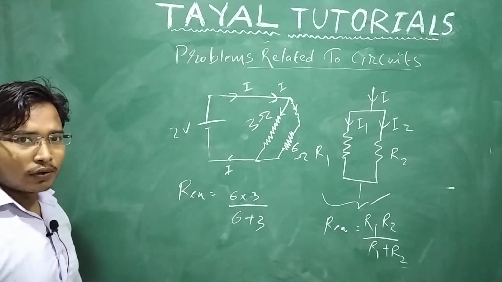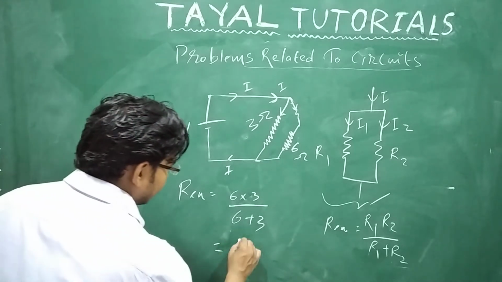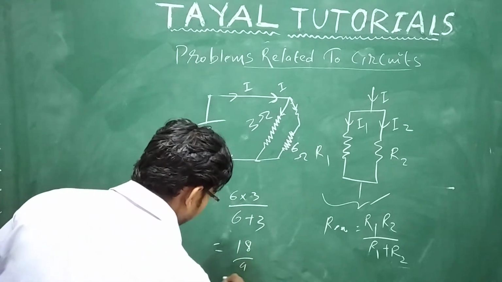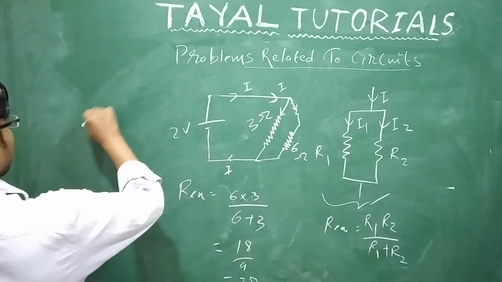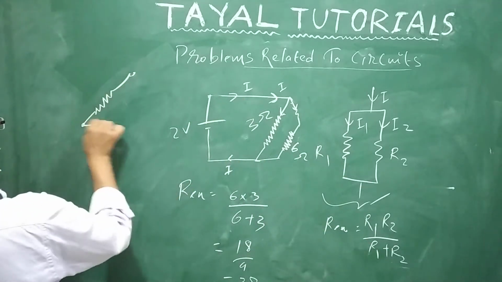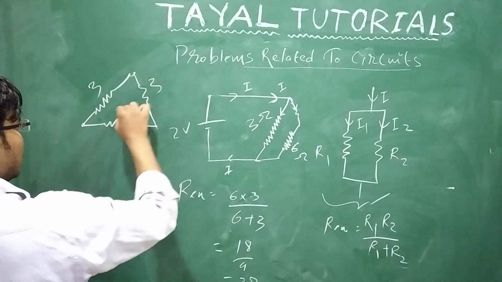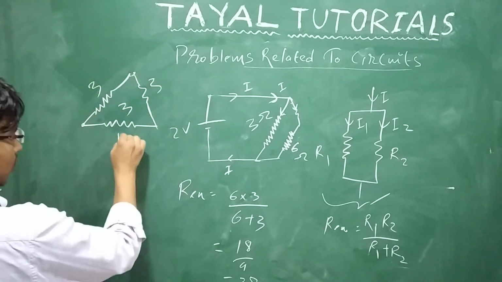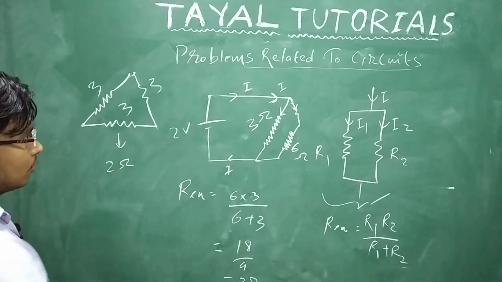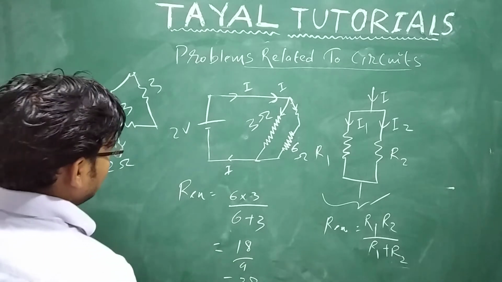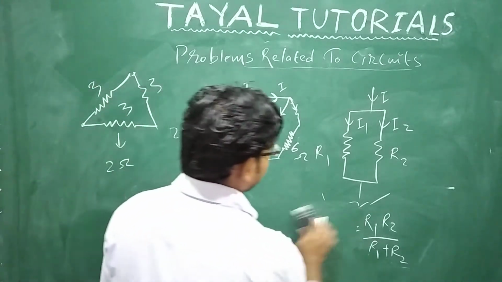This will give you the R equivalent of that circuit. It will be 18 upon 9, that results in 2 ohm. So the entire network that you had before solving, 3, 3, 3, when you solve, you have got 2 ohm after solving the entire equivalent. I'm just replacing and applying simple Ohm's law to get the value of current.